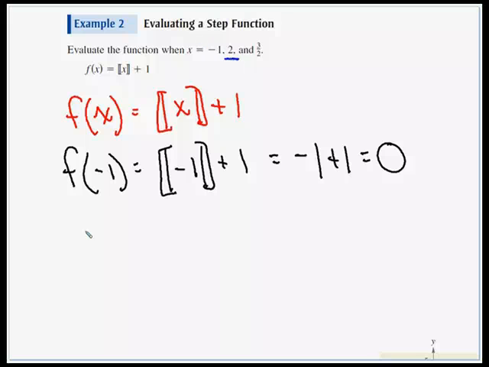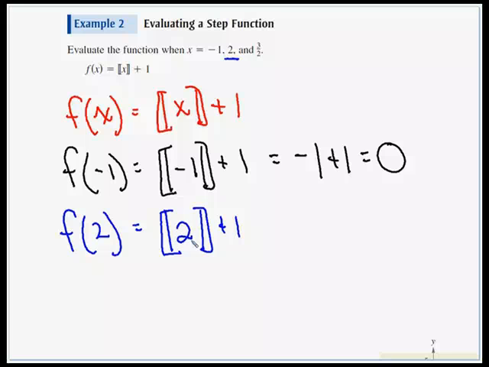Next one, 2. F of 2 equals the step of 2 plus 1. And again, 2 is already a whole number. The step bars aren't going to do anything. We just round that down: 2 plus 1 is 3.